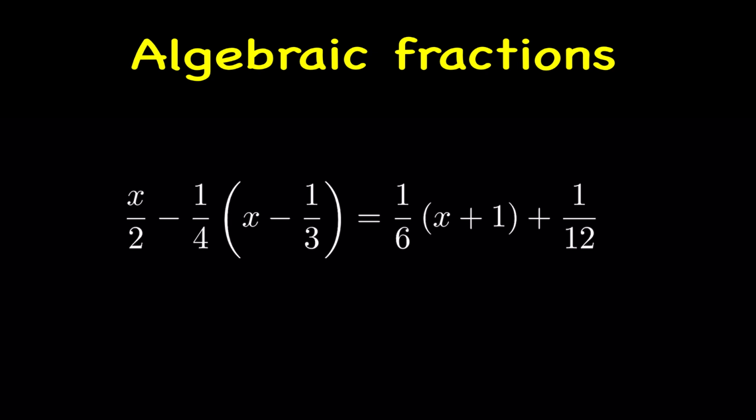So here we have algebraic fractions. x/2 − (1/4)(x − 1/3) is equal to (1/6)(x + 1) + 1/12. How do we solve it? Let's first understand the algebraic fractions.